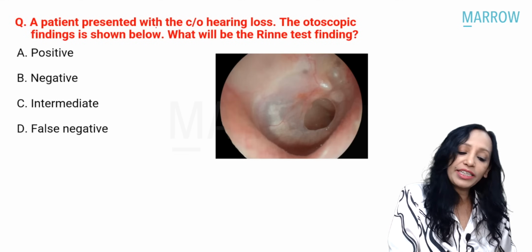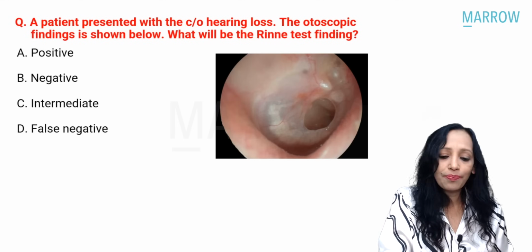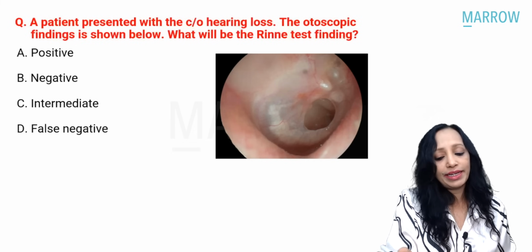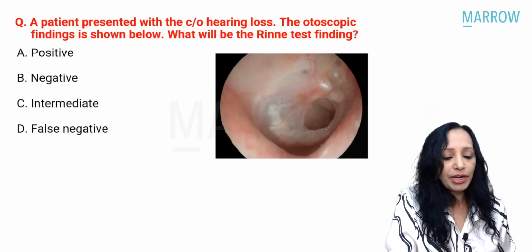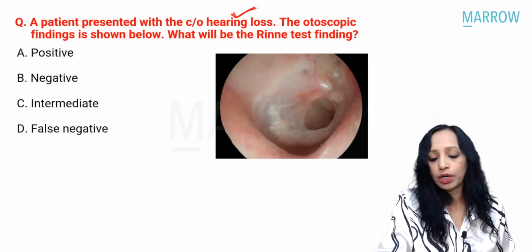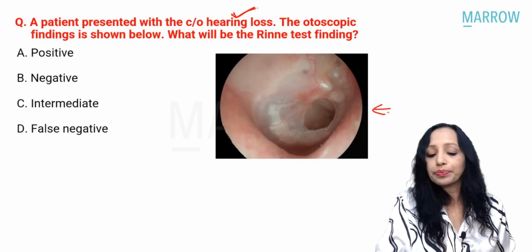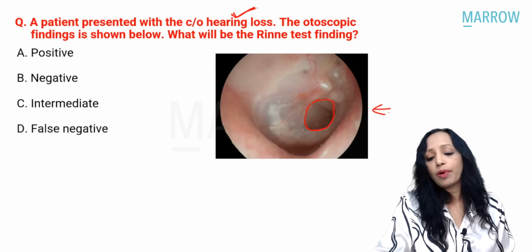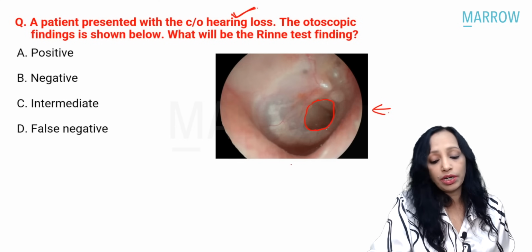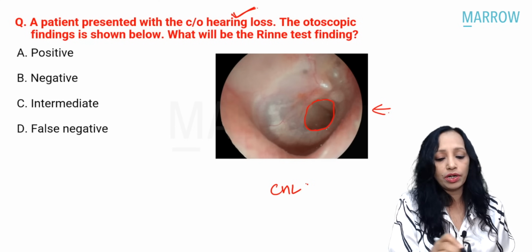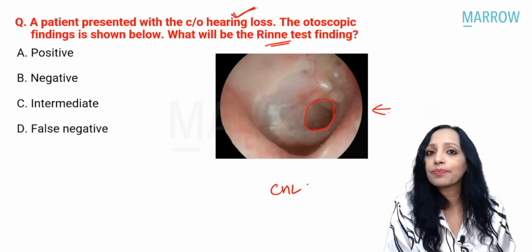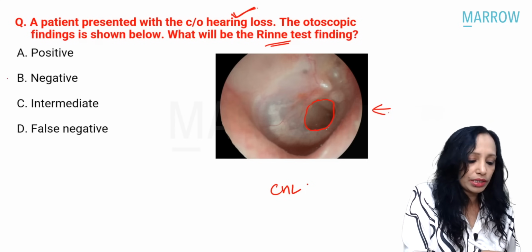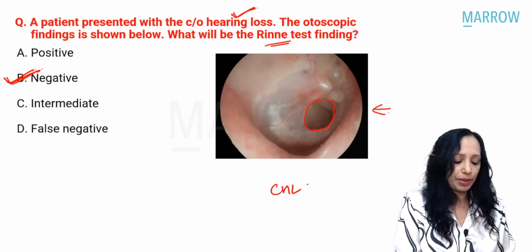A patient presented with a complaint of hearing loss. The otoscopic finding is shown below. What will be the Rinne's test finding? So here it is a patient who has hearing loss, and what is the otoscopic finding showing? It is showing a perforation of the tympanic membrane. Perforation of the tympanic membrane causes what hearing loss? Conductive hearing loss. And in conductive hearing loss, Rinne is negative. So let us see the choices. Positive, no, negative. Yes. So the answer is B.